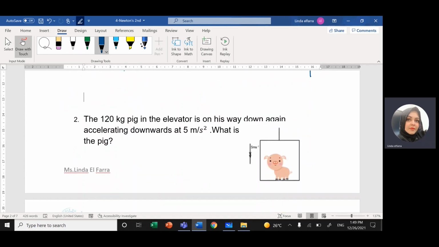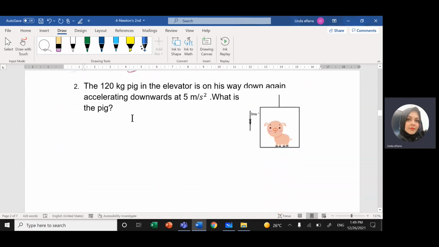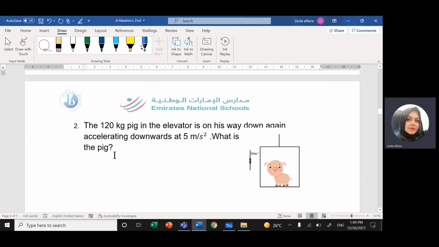Okay, now next question. A 120 kilogram pig in the elevator is on its way down.